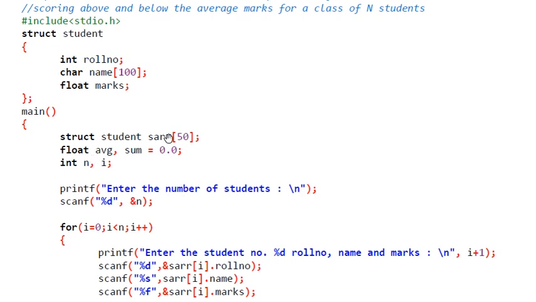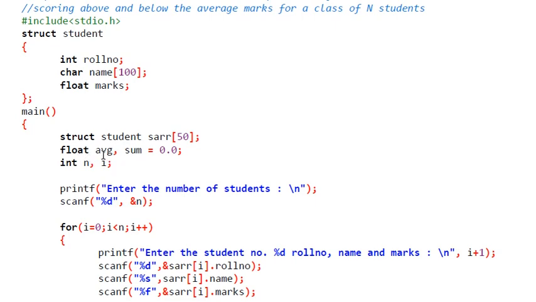Okay. Next, we have an array of structure variables, and the maximum is 50. What is the meaning of this? I can have 50 students maximum. I can store 50 students' information. Then we have to find the average marks.